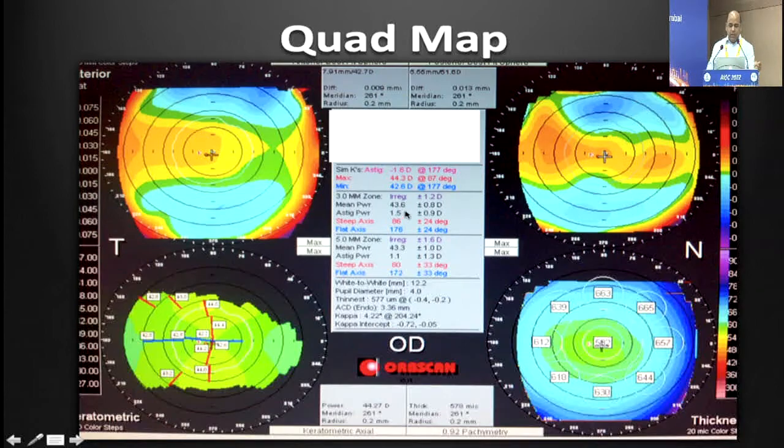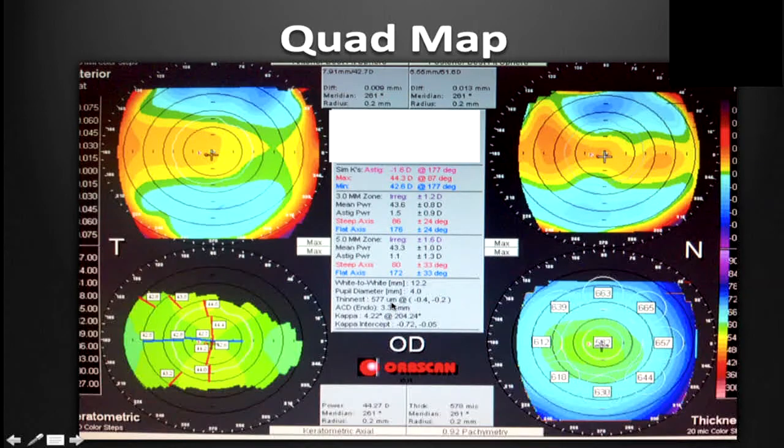In OpScan, the cornea is divided into two zones, a 3 millimeter zone and a 5 millimeter zone, and then you have to see the irregularity in these two zones. If it is more than 1.5 in the 3 millimeter zone and more than 2.5 in the 5 millimeter zone, then those cases are suspicious. Again, at the bottom, we get the white to white diameter, thinnest pachymetry, AC depth, and angle kappa.